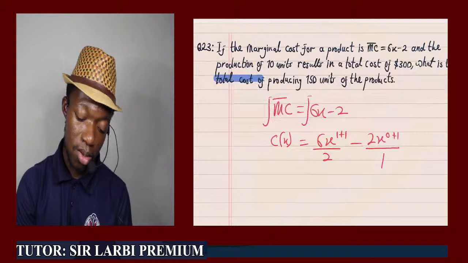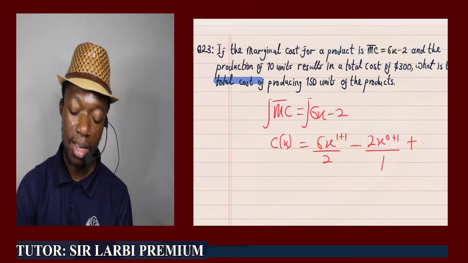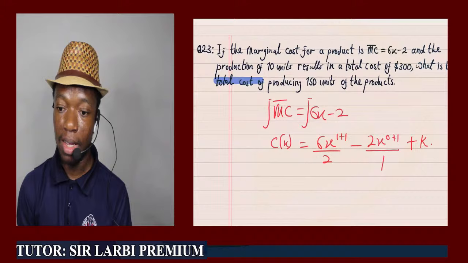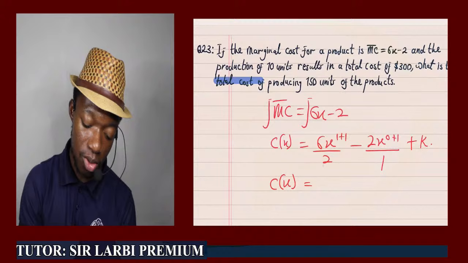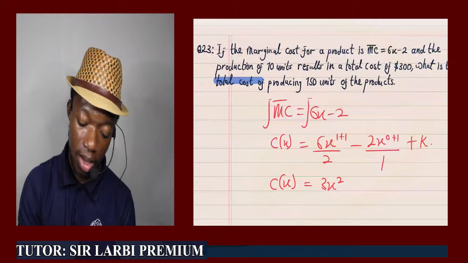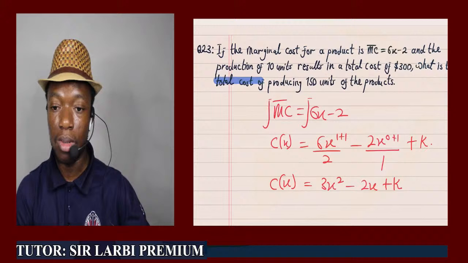Because it's an indefinite integral, don't forget to bring in your constant, say k. So our cost function should be equal to, 2 goes into 6, 3, so we have 3x squared minus 2x plus k. This then gives us our cost function.